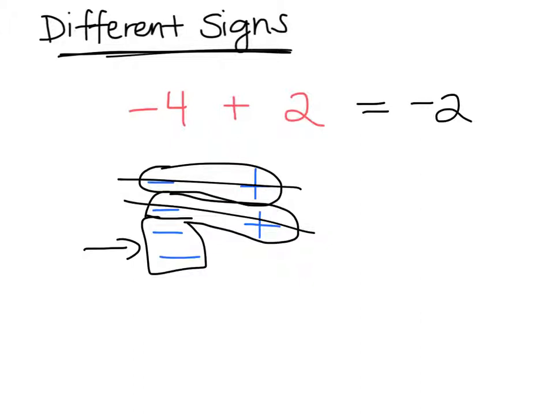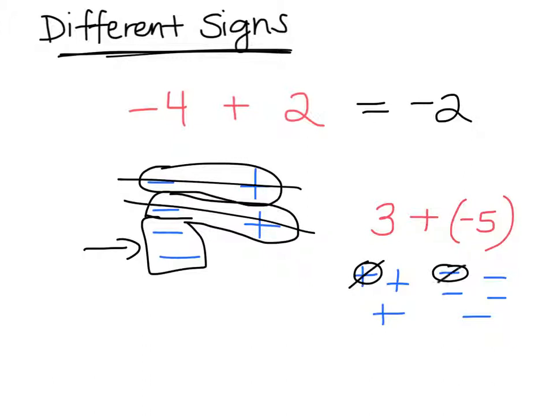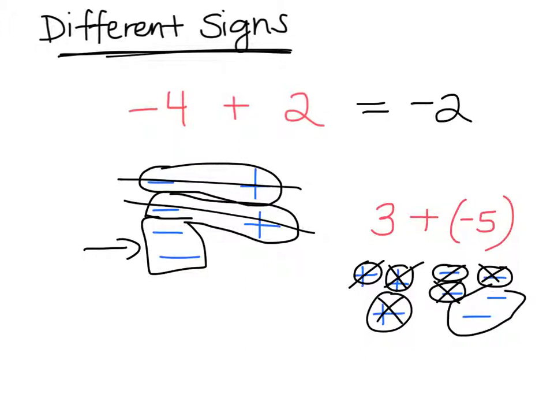Let me draw another one. Let's do 3 plus -5. I start with 3 positives, 1, 2, 3, and 5 negatives, 1, 2, 3, 4, 5. I'm going to take 1 negative and 1 positive. Those cancel each other out. A positive and a negative make 0. Again, a positive and a negative makes 0. So what do I have left? It looks like I have 2 negatives left, so the answer is -2.